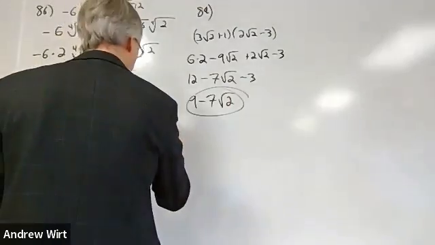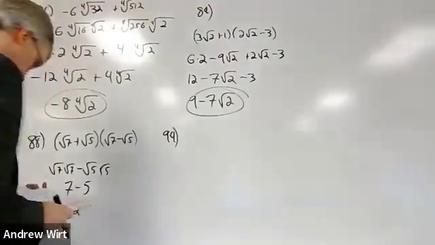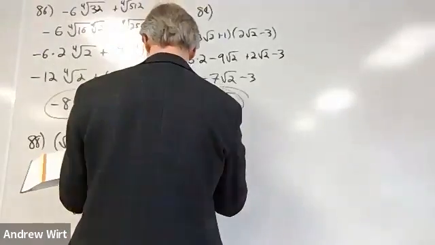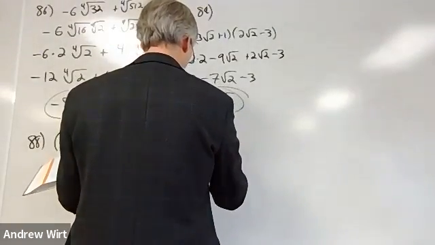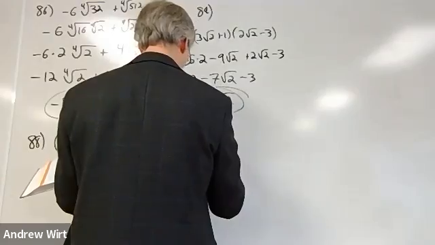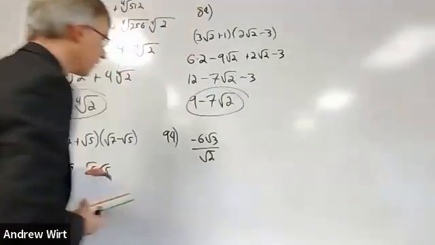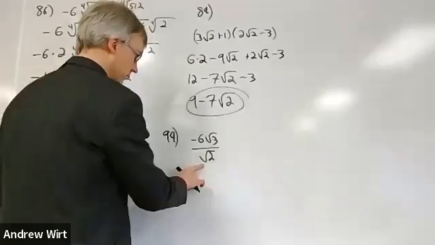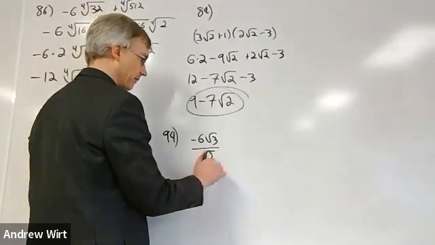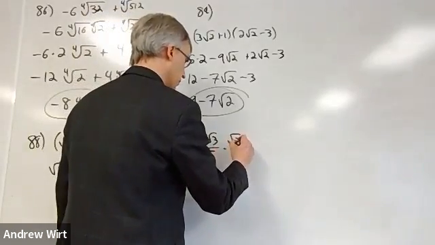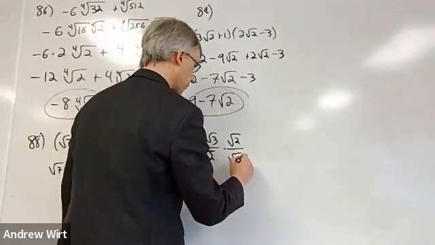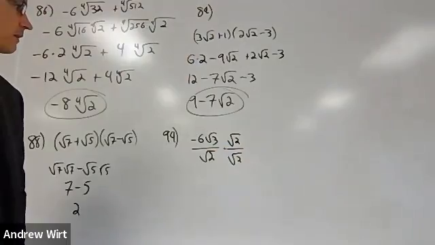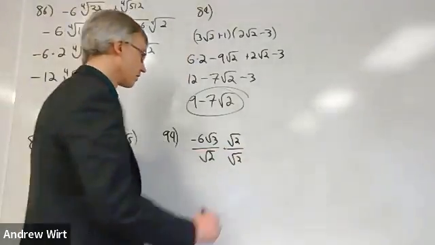Next up, we're going to do 94. Our objective here is to rationalize the denominator. You can have no radicals in the denominator. If you want to get rid of a radical with a single number inside, just multiply it by itself. And then the denominator will turn into 2.